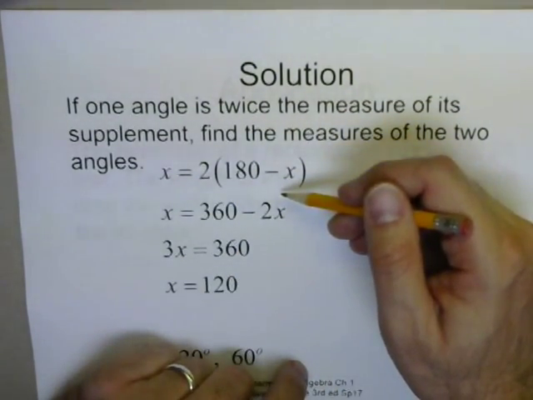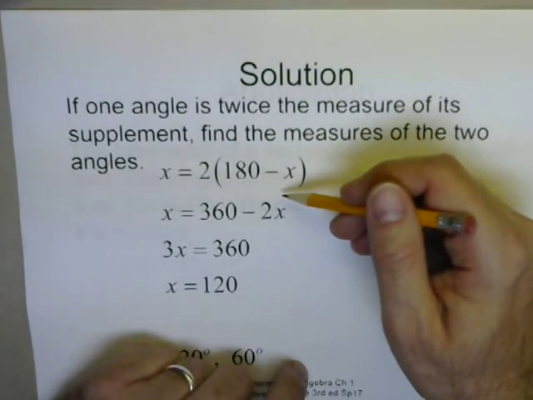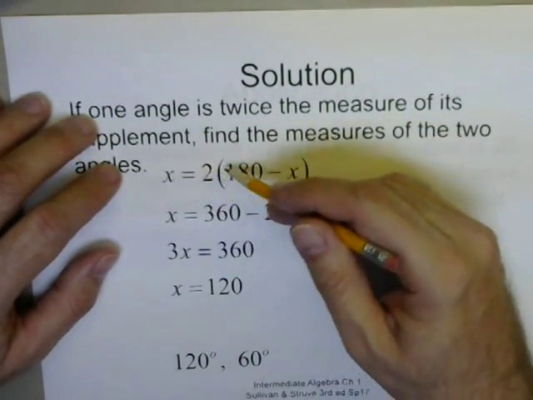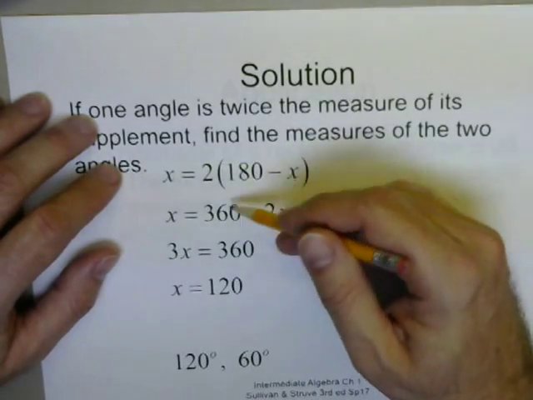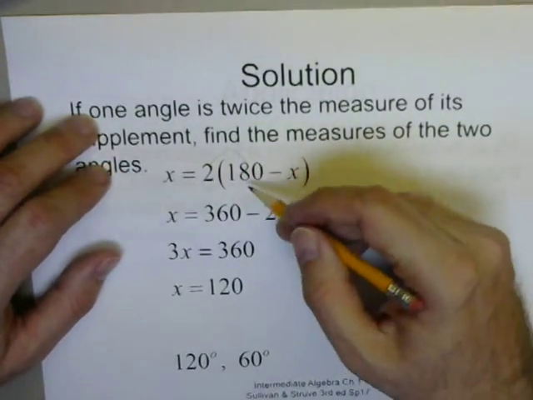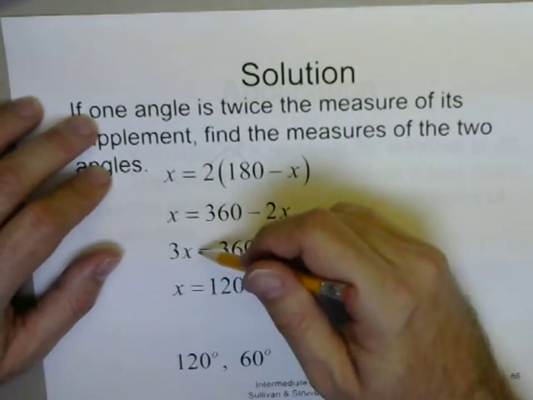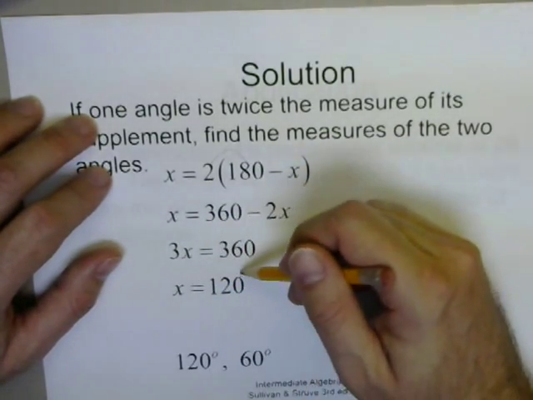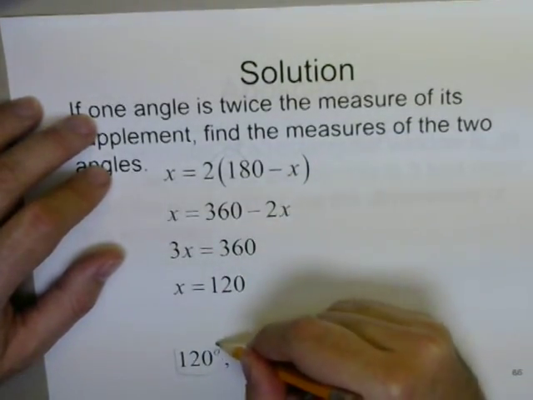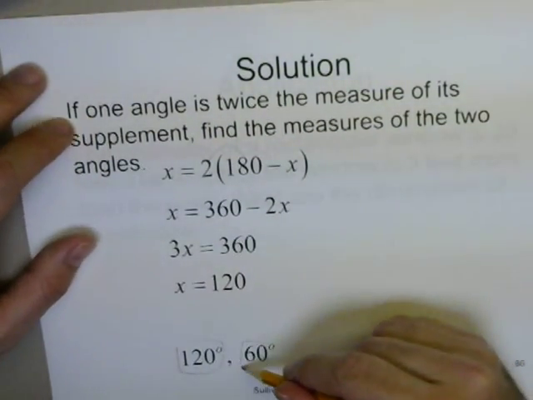And again, you might be able to get the answer for this by just doing a little bit of algebra here. If you set this up and solve it, though, it should give you the right answer. So distribute the 2, you'll get 360 minus 2x. Add 2x to both sides, you'll get 3x is equal to 360, and x is 120, right? So that means the two angles then would be 120 and 60, right?